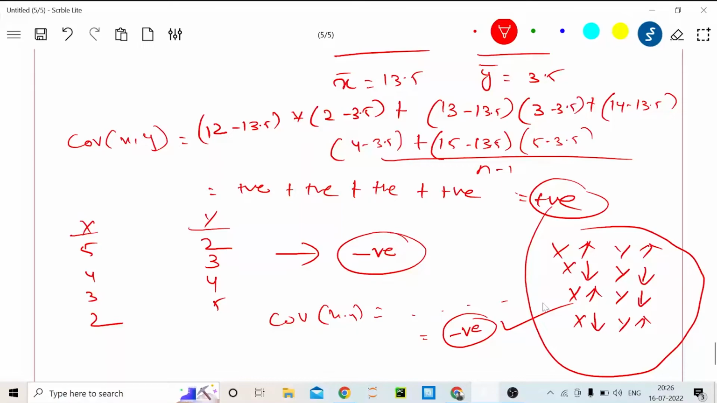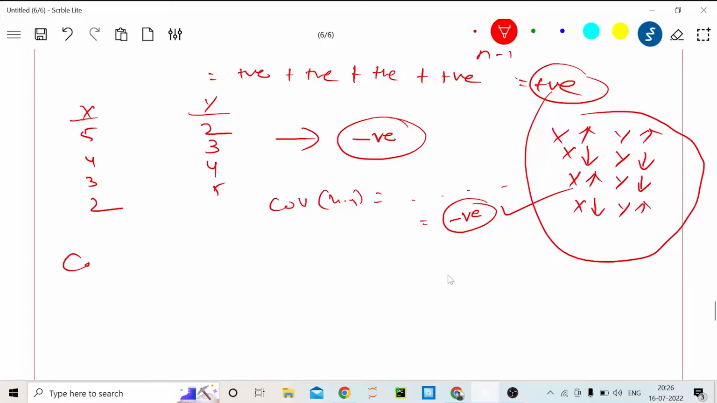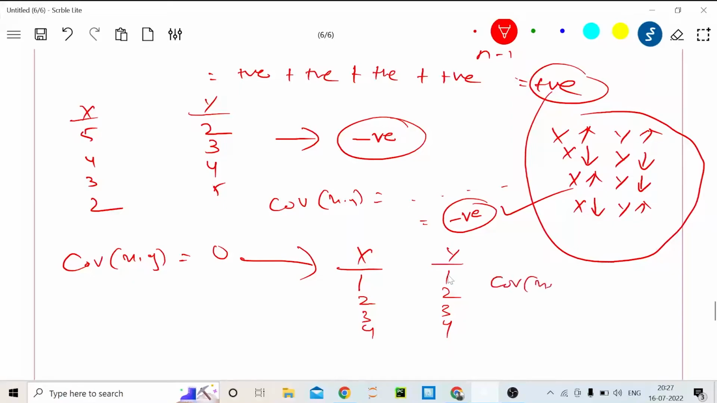In these four relations, you may find out which type of relation we are getting. But there is a limit in this case. I will tell you one more thing: what if covariance of x comma y comes as 0? When covariance of x and y is 0, it is nothing but our x column is similar to y column. That means if our x is 1 2 3 4 and y is 1 2 3 4, then our covariance of x comma y is 0. In this case, what will we do? We may remove one column.